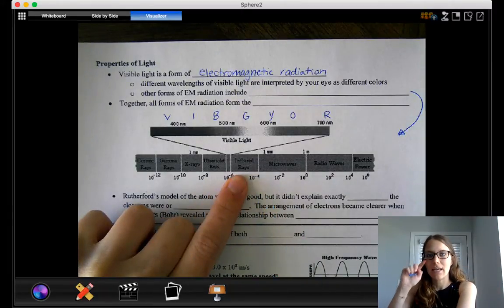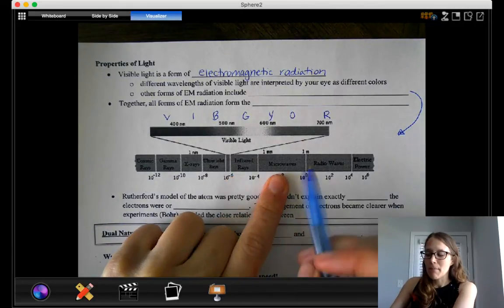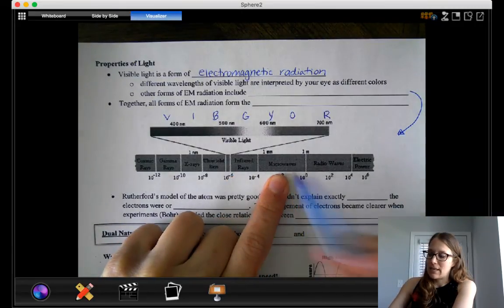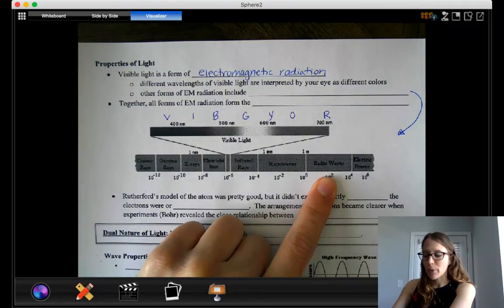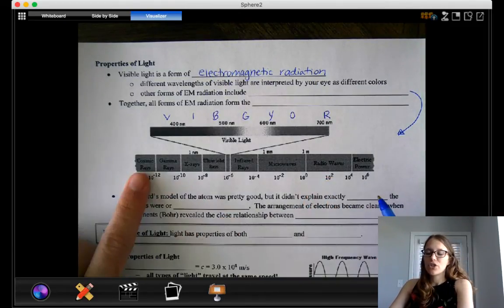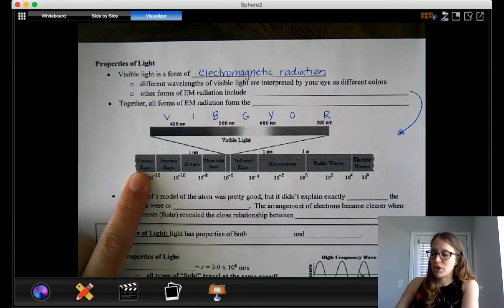Infrared is used in night vision goggles to see heat signatures. Microwaves are used in microwave ovens to heat up food. Radio waves are used to transmit radio signals if you turn on the radio in your car. So these are just different examples of forms of light that are just not all visible to the human eye.